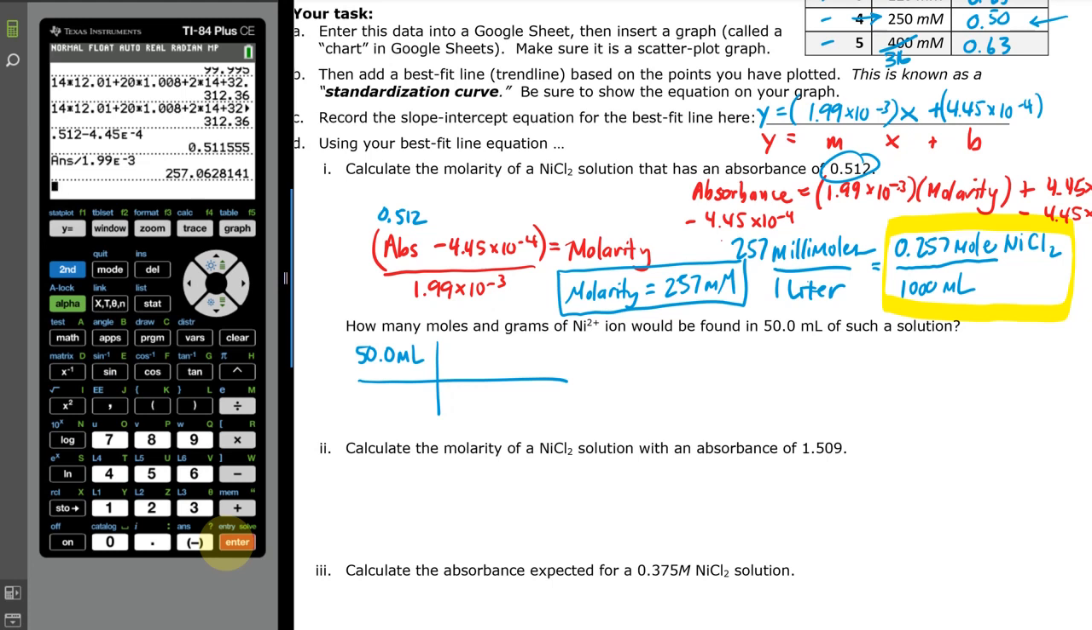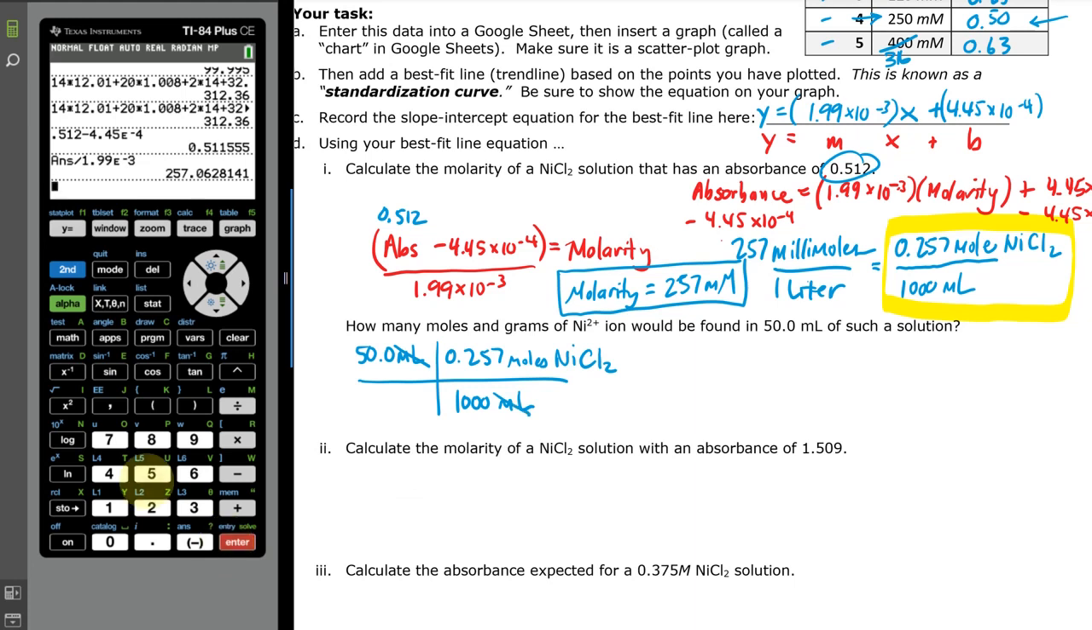Pretty old news how we do these conversions. I'm going to use the ratio that I've boxed there with my yellow highlighter, and I'm going to say that there are 0.257 moles of nickel chloride in every 1,000 milliliters of solution. And the reason, again, that I chose those is because I want moles. That's what it's asking me for right here. And I have milliliters. And I want those to cancel out. So in my calculator, the milliliters will cancel out in the units, and that'll leave me with moles.